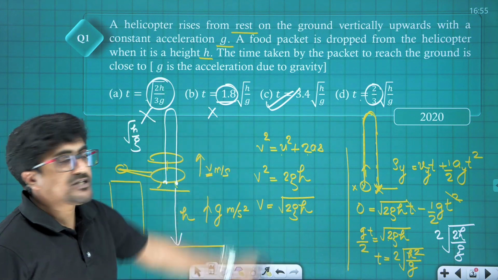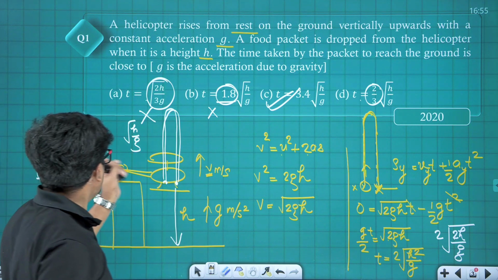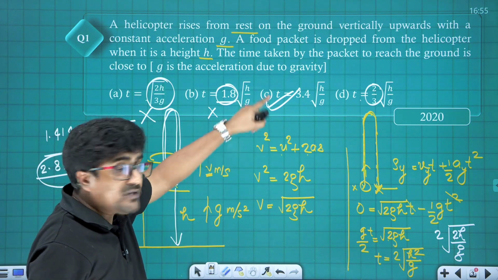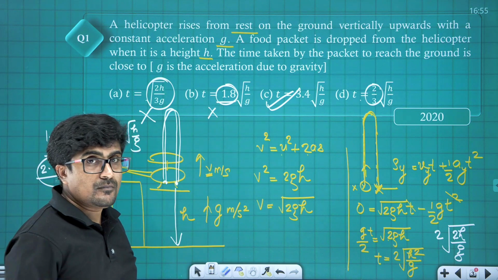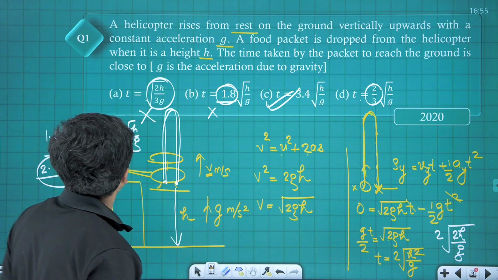So option C must be the correct answer, because from here to here the time taken is 2.8 times under root of h by g. So a value greater than this should be the correct answer. I hope you got it. Alright. Now let me take you to the next. That is question number 2.